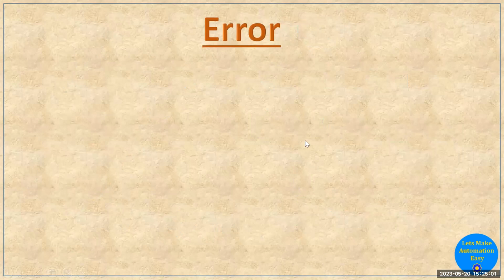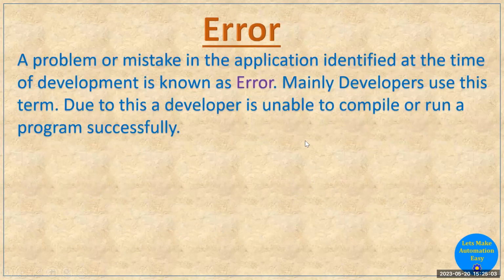What is an error here? Whenever a problem or mistake in the application is identified at the time of development, then it is known as an error. You can say mainly developers use this term, error. Due to this error, a developer is not able to compile the code or run a program successfully. So in short, error means a problem or a mistake in the application at the developer's end. That is called an error here.